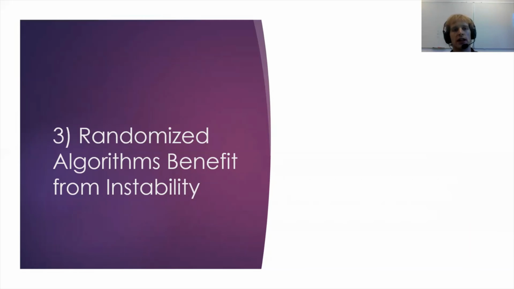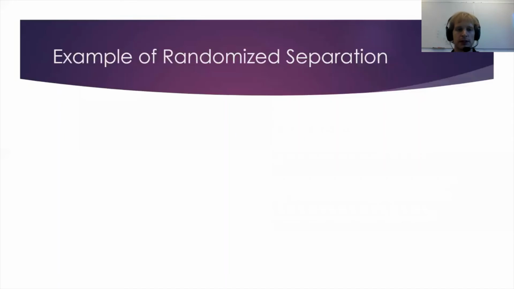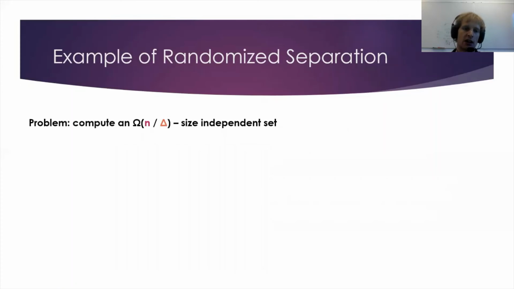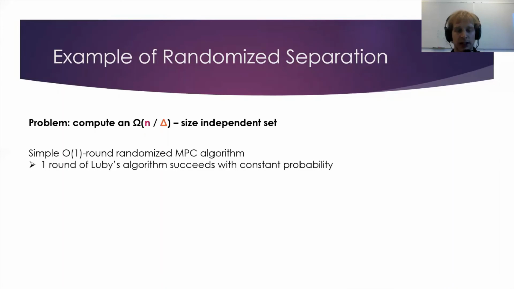So first, I'm going to show an example problem where we have a randomized algorithm that's not component stable that surpasses the component stable lower bound. And this problem is fairly natural. It's just to find an independent set of size omega of n over delta, so a reasonably large independent set. And if you are familiar with Luby's algorithm, you might notice with a bit of thought that there's a very simple MPC algorithm that does this in expectation. So if you just run one round of Luby's algorithm, then you'll actually get an independent set which is of size order of n over delta in expectation, and therefore succeeds with constant probability.